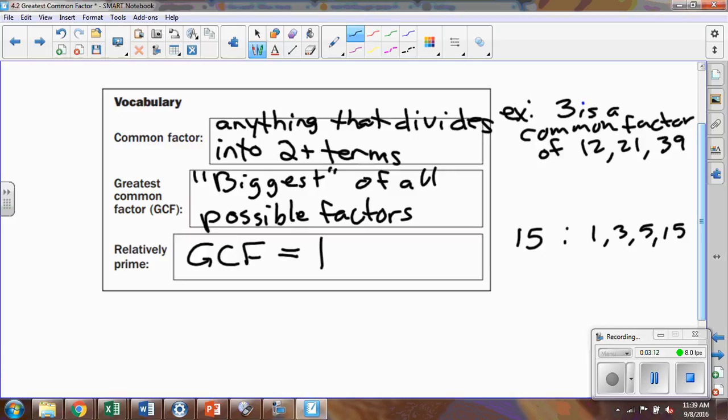If we take the number 16, 1, 2, 4, 8, and 16. If we start comparing the factors, what number appears on both lists? The number 1 appears on both lists, and that's it. They don't have anything else in common. 15 and 16 then are an example of relatively prime numbers.